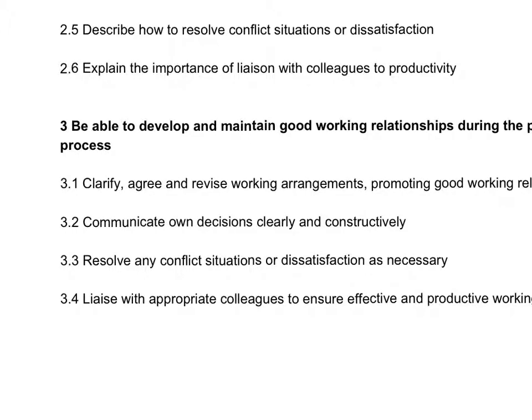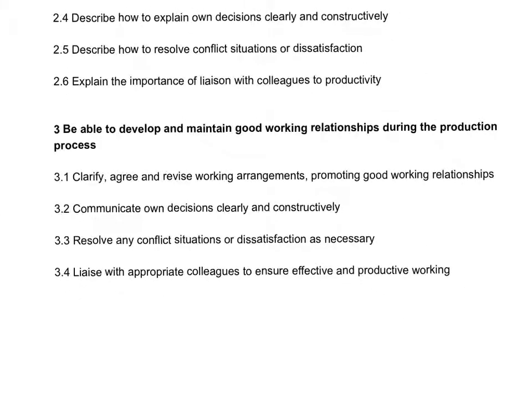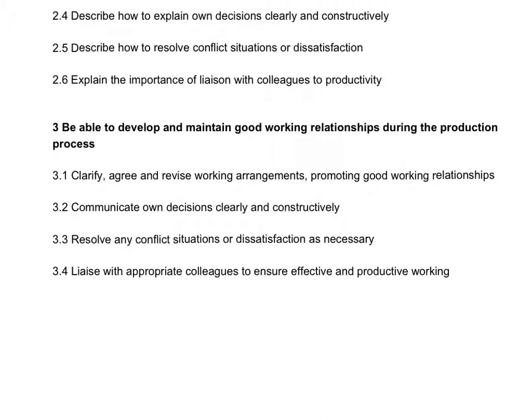The last outcome asks you to be able to develop and maintain good working relationships during the production process. Now, it's stressful, isn't it? Working on a project with your friends, teammates, colleagues, clients, whoever it might be. How do you clarify, make clear who's doing what, agree who's doing what, and revise who's doing what, and promote good working relationships? So how do you do it? How do you clarify, agree, revise these working arrangements to promote good working relationships? Tell me what you do.